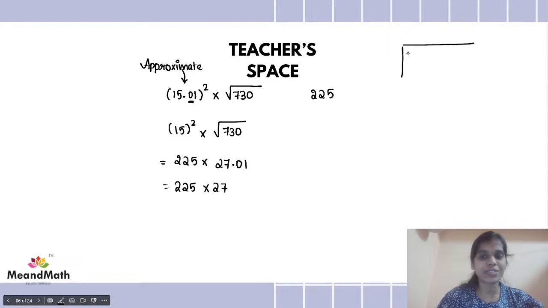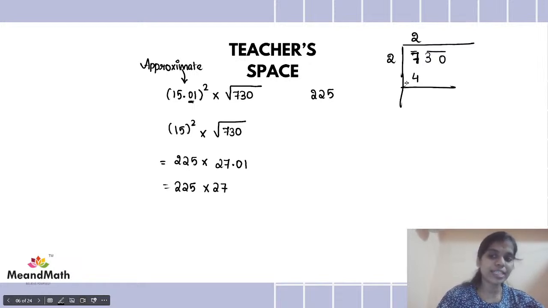If we take the long division method, 730, we can group it, right? First, 7 is not a perfect square. Less than the perfect square is 2, right? So, 2 times 2 is 4. And if I subtract, I get the remaining as 3. Multiply the quotient here 2 times, that is 4. Now we can take this 30 also, right?